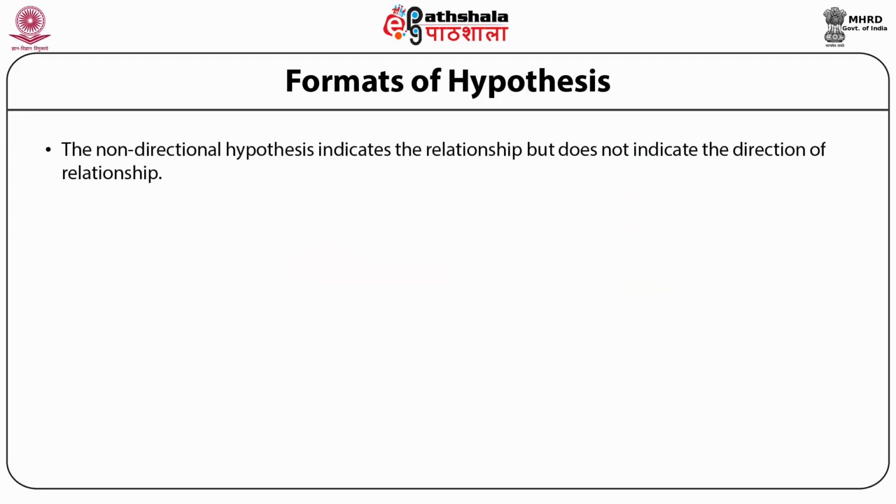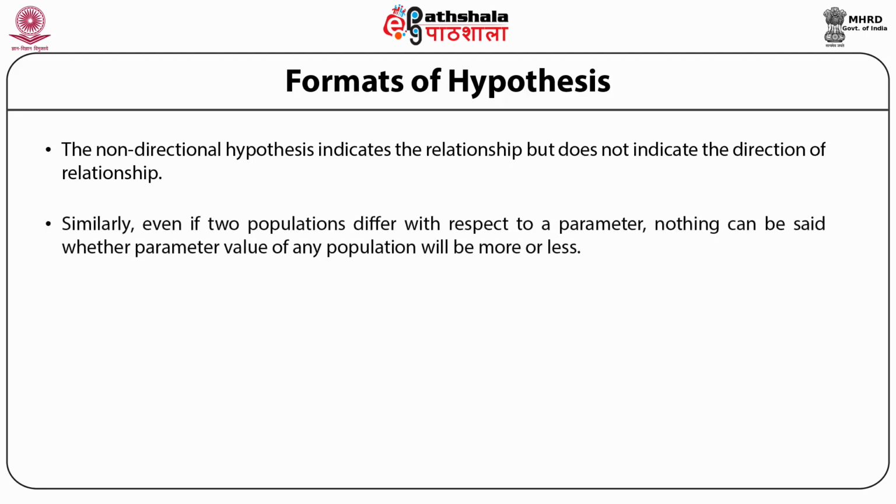The non-directional hypothesis indicates the relationship but does not indicate the direction of the relationship. So this is the third type of hypothesis that we are discussing. In other words, there may be a significant relationship between two populations with respect to a parameter. Even then, nothing can be said about whether the relationship would be positive or negative.